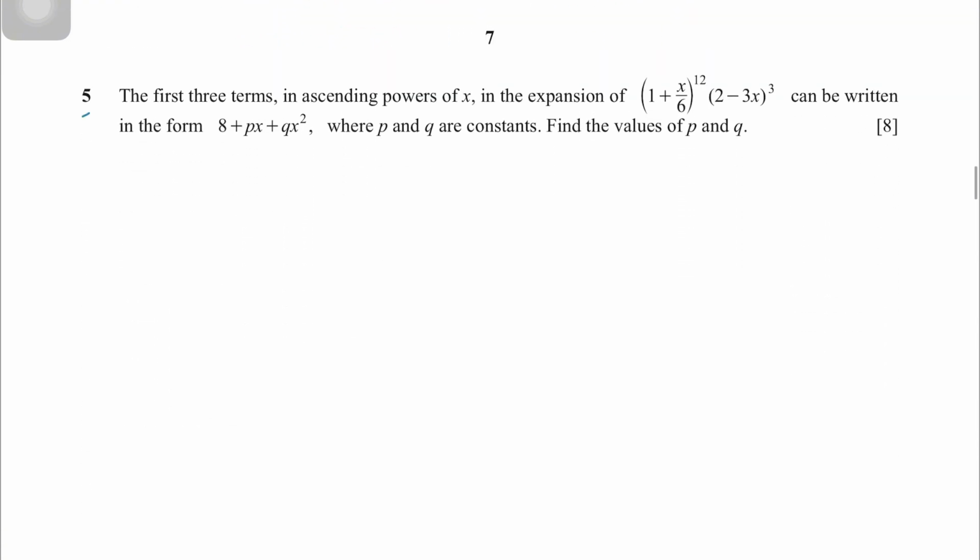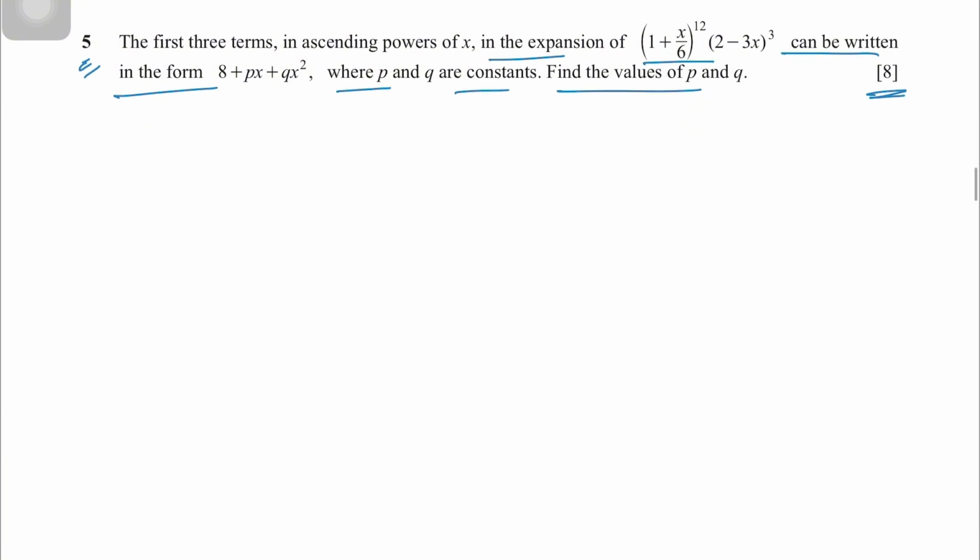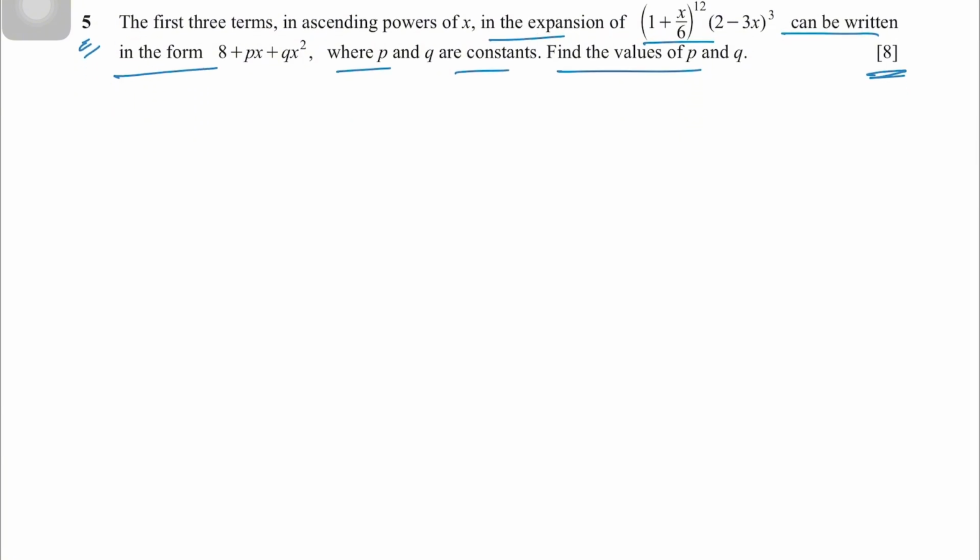Now moving on, we have question 5, where the first three terms in ascending powers of x in the expansion of this can be written in the form of this, where p and q are constants. Find the values of p and q. It's an 8-mark question. This would be a pretty difficult question, or I can say a lengthy question. Let's start with this first. We have 2 minus 3x whole cubed. It needs ascending powers of x, and this needs to be till x squared. So we keep it till x squared, or we can directly complete it as well.